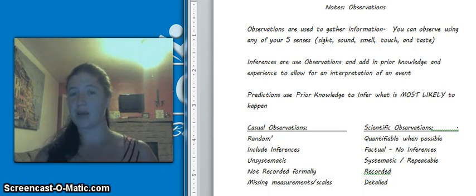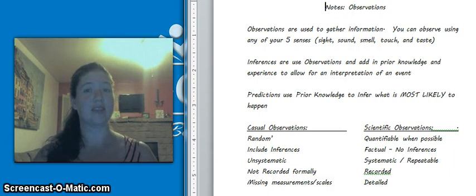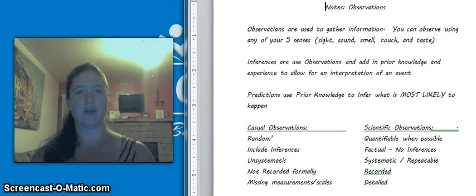Scientific observations are considered factual, no inferences. Because everyone's prior knowledge is a little bit different, several people could see the exact same situation and have several different inferences. So it no longer becomes a factual statement of what's happening. So in science we try to eliminate all inferences of what we think is going on. If we can't measure it, it doesn't count. Alright, we record them.